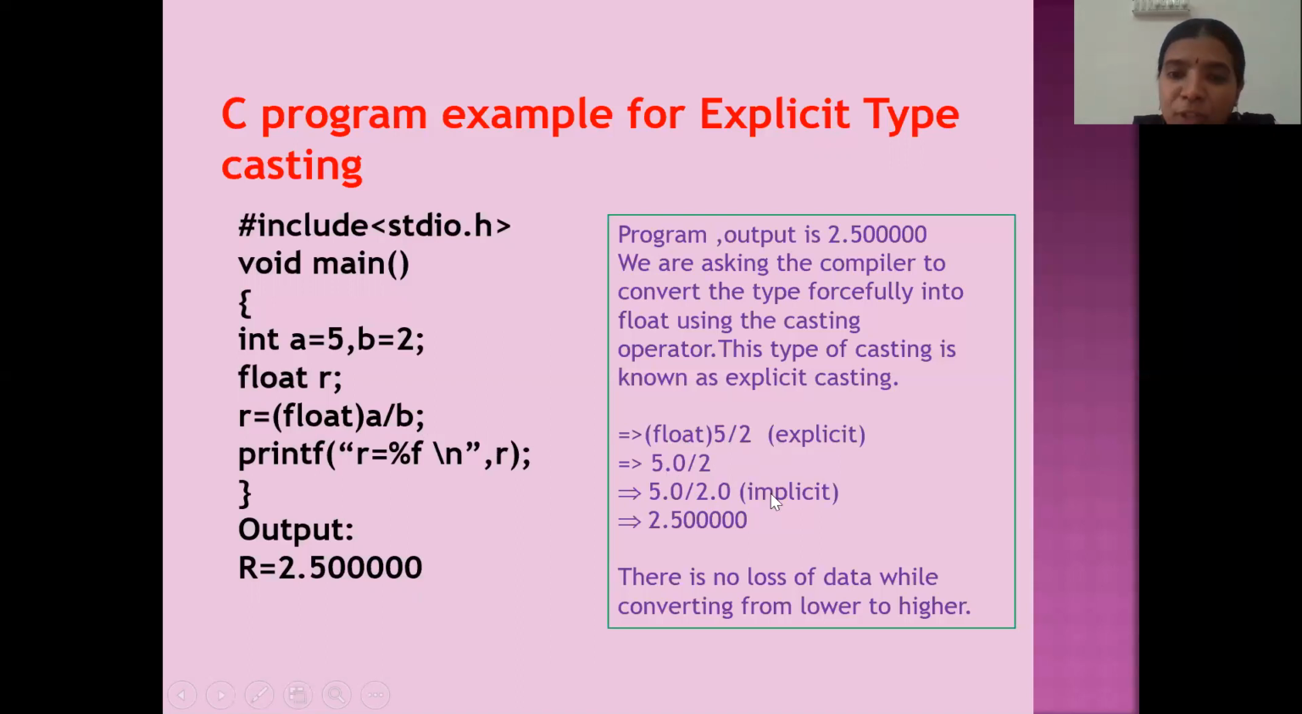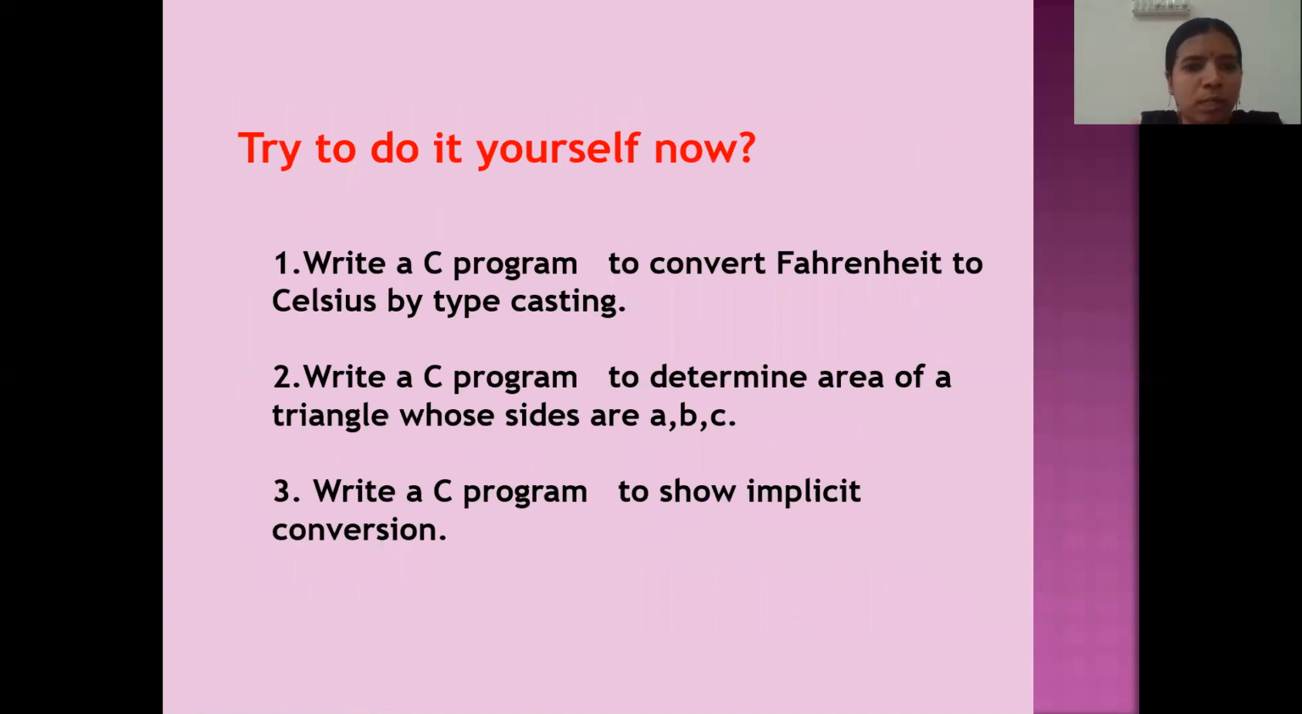Again, here is a float data type and then comes an integer. So implicit conversion takes place and it becomes 5.0 by 2.0. Now it is a real arithmetic expression. So therefore the answer is 2.50000 because R is a float value. When you store it in R, the output gets printed as 2.50000. So this is how it happens.